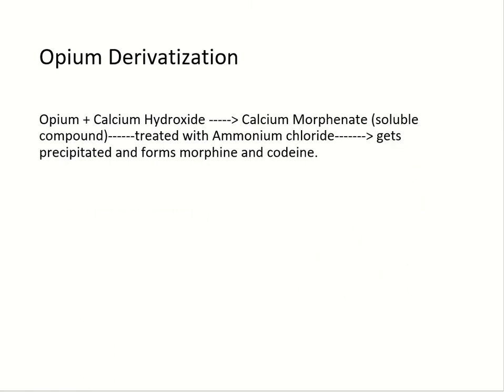Now, how will we get the alkaloids, morphine and codeine, from opium? Opium is treated with calcium hydroxide and calcium morphinate is formed, which is a soluble compound. This compound is treated with ammonium chloride and it gets precipitated and forms morphine and codeine.